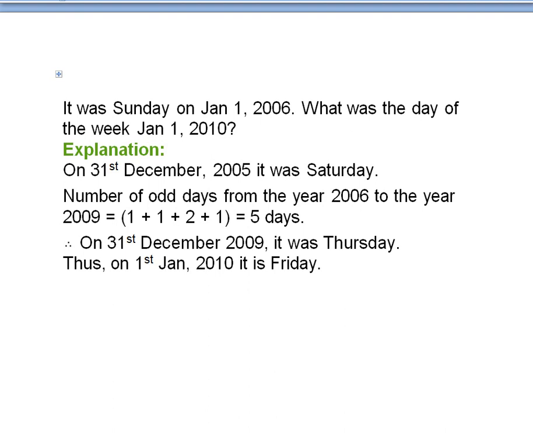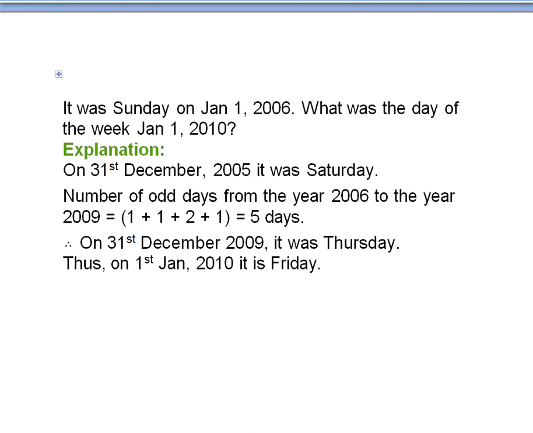So it was Sunday on Jan 1st, 2006. What was the day of the week on Jan 1st, 2010? It was Sunday on 1st January 2006, so on 31st December 2005, it was Saturday. Now the number of odd days from 2006 to 2009 would be 1 plus 1 plus 2 plus 1, and I have already explained the concept of calculating odd days, so that is 5 days. Now on 31st December 2009 it was Thursday, so on 1st Jan 2010 it would be Friday.